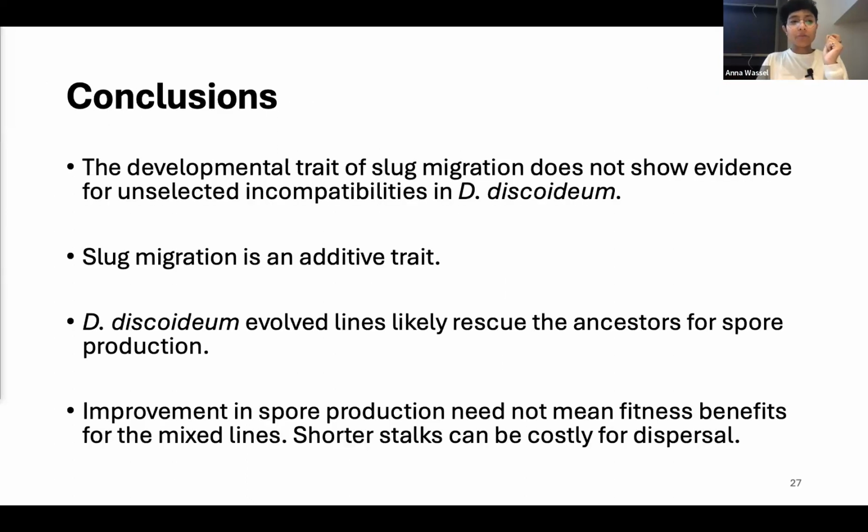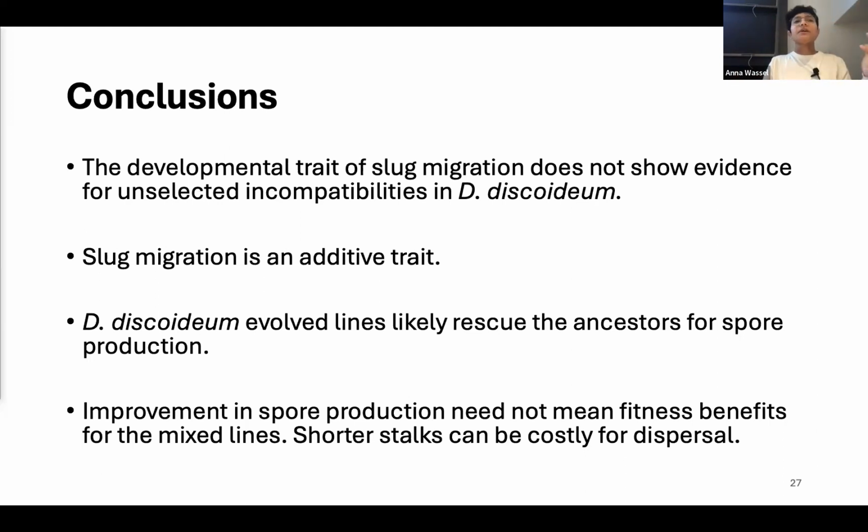And with that, I would have some conclusions, which is that I don't really see any evidence for unselected incompatibilities in Dictyostelium. And slug migration, the one that I showed, is very much a linear trait.